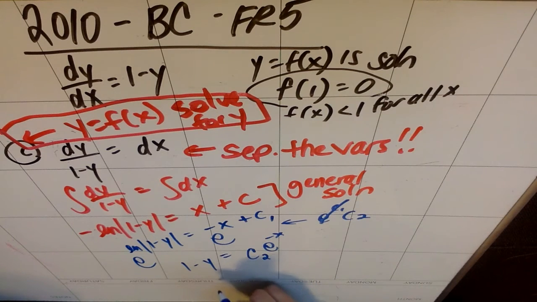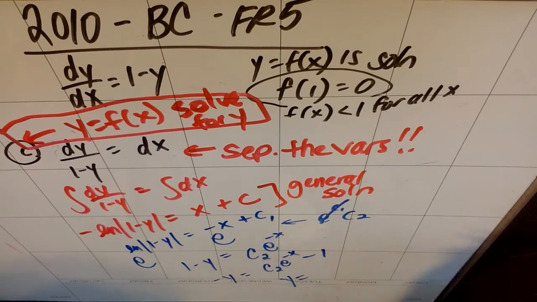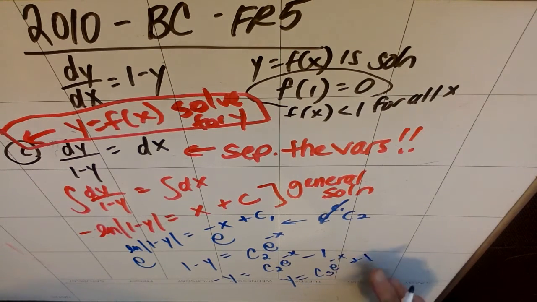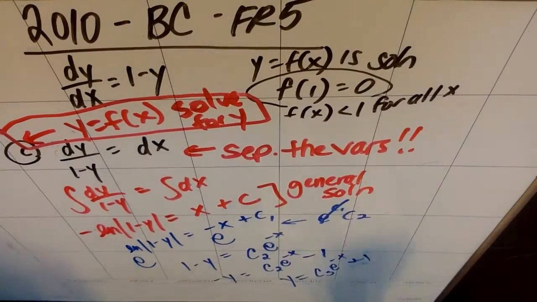And then I'm going to go ahead and solve. So I'm going to get negative y equals C sub 2 e to the negative x minus 1. And then I divide everybody by negative. I'm going to get y equals, and when I divide by a negative, I'll just call this C sub 3 e to the negative x plus 1, right? So that's what I'm going to do, but you could do it a little differently, that's fine.